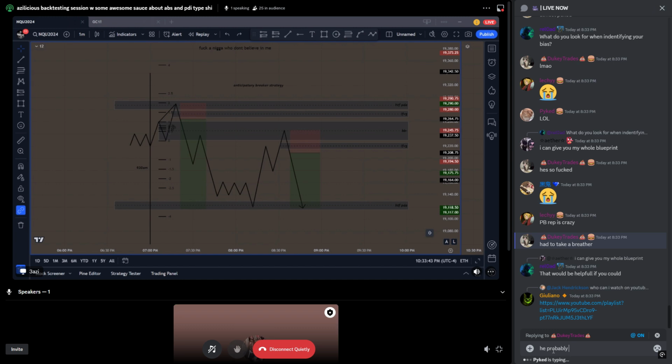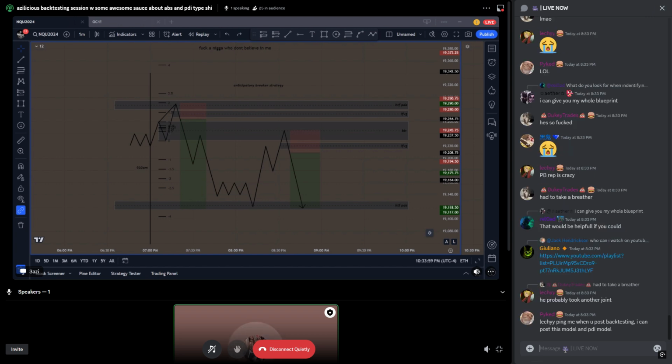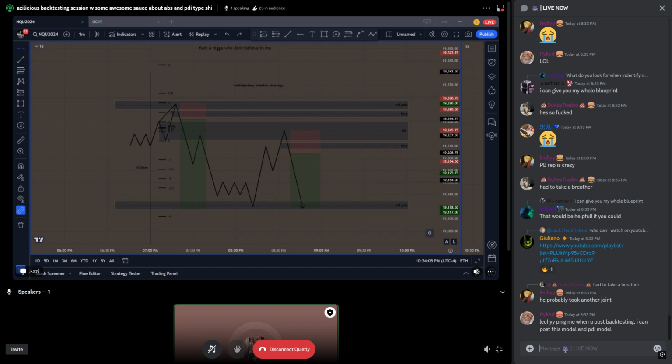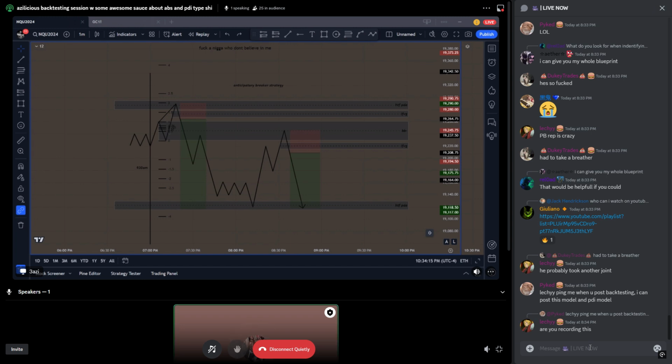What do you look for when identifying your bias? I don't use daily bias, but what I do is I look where price is playing at the moment. I look for high time frame PDIs, etc. If he just steps into a breaker block, or steps into an order block, or taps into an imbalance, I just trade off of that. I trade very discretionarily.